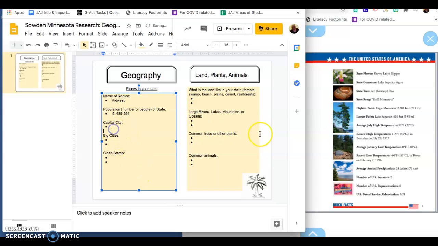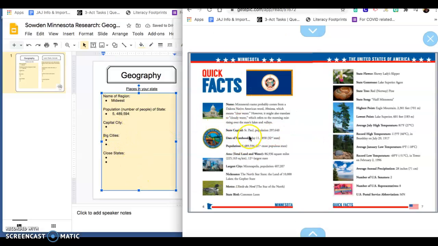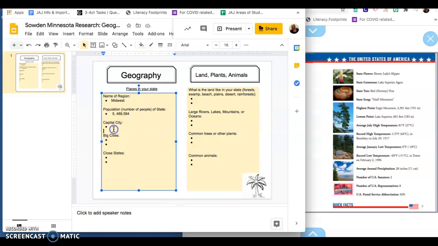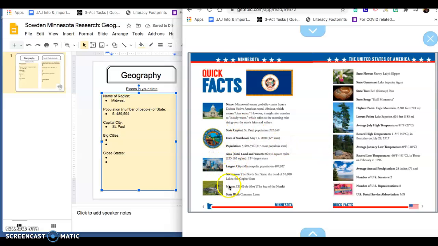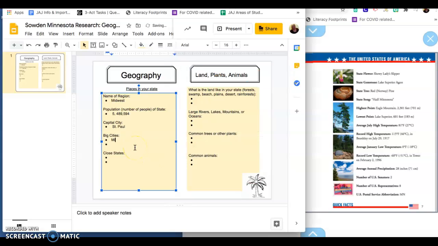All right, the capital city, I know what it is, but I'm going to show you where to find it. So state capital, it's St. Paul. Some of the big cities, so it'll give you some of the larger cities. So one of them is Minneapolis. And the other one that I can think of that's close to us that you might know is St. Cloud. That's another bigger city here.